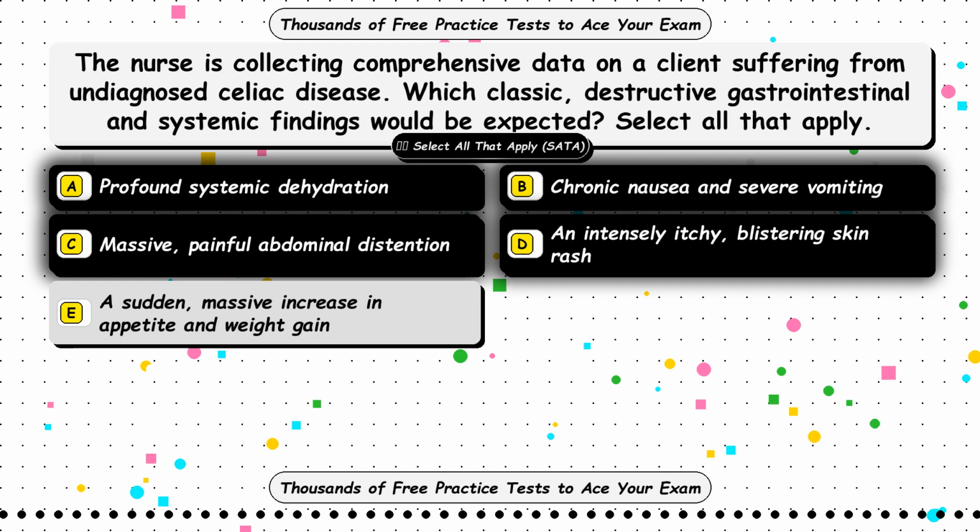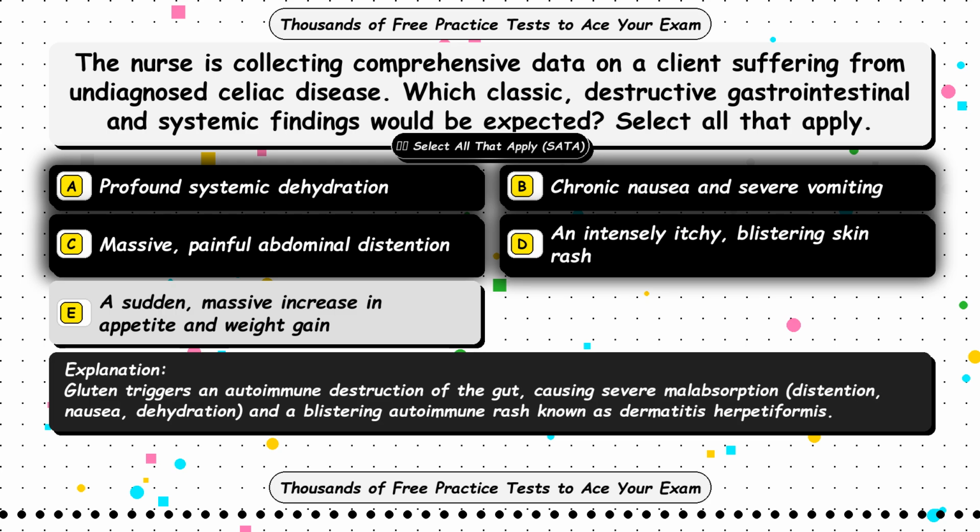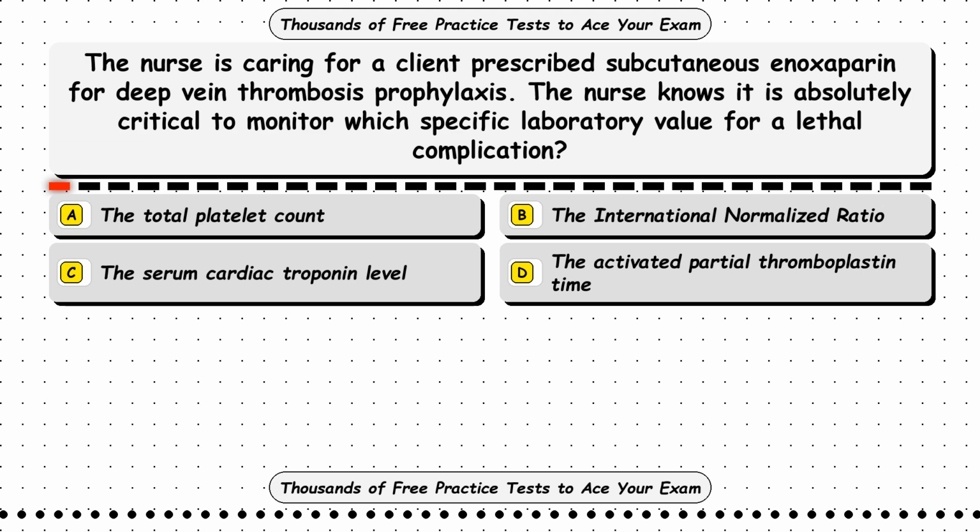The correct answers are options A and B and C and D: profound systemic dehydration, chronic nausea and severe vomiting, massive, painful abdominal distension, an intensely itchy, blistering skin rash. Gluten triggers an autoimmune destruction of the gut, causing severe malabsorption, distension, nausea, dehydration, and a blistering autoimmune rash known as dermatitis herpetiformis.